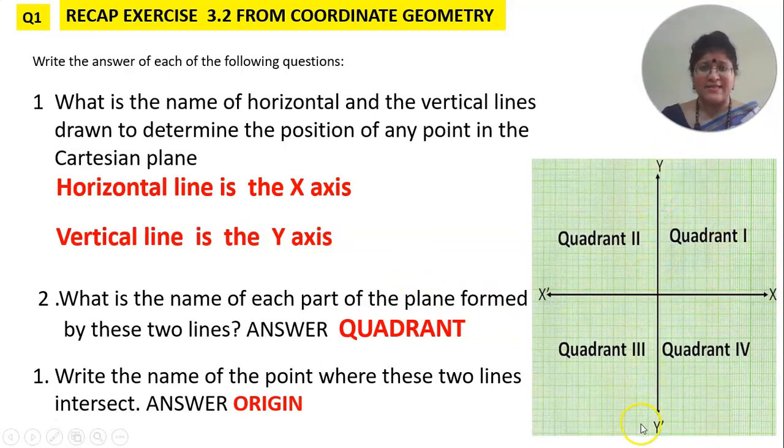When the y-axis and the x-axis intersect each other, this Cartesian plane gets divided into four parts, and each such part is called a quadrant. Write the name of the point where the two lines intersect. The two lines where they intersect, it is called the origin.